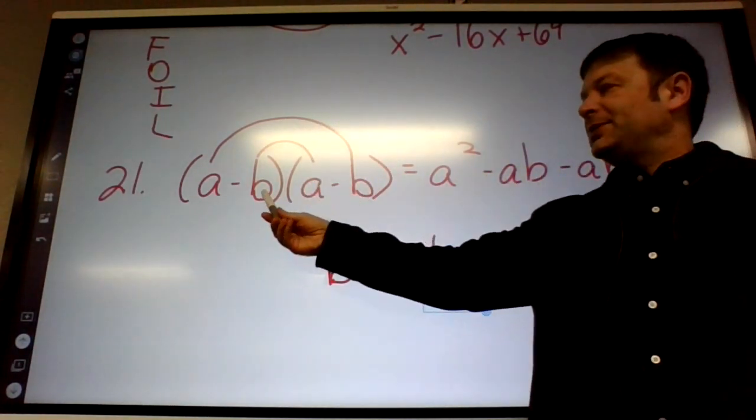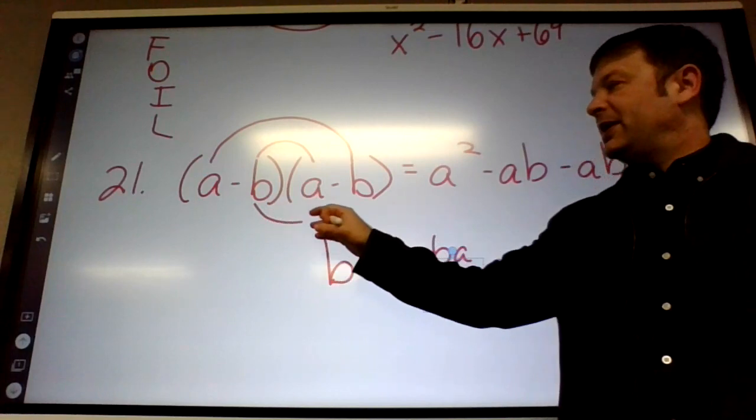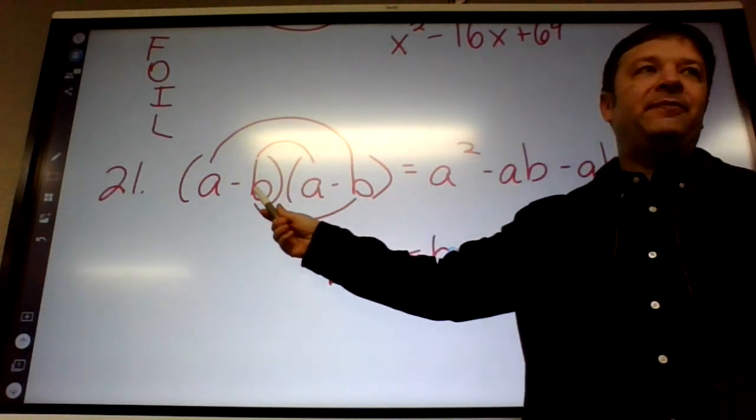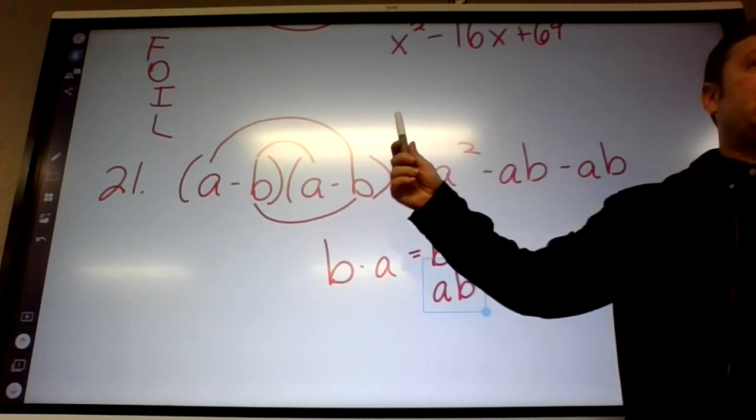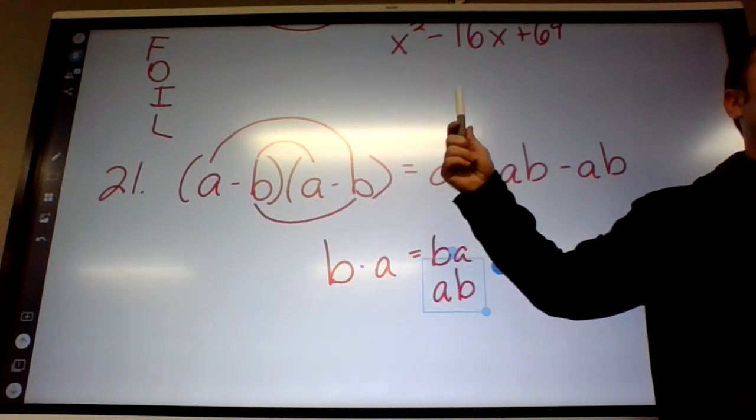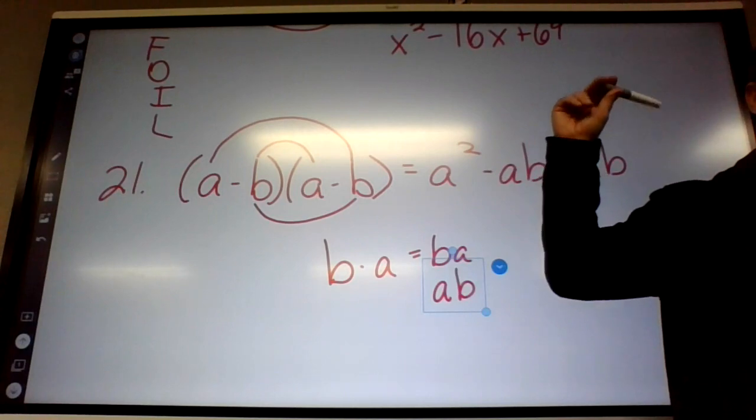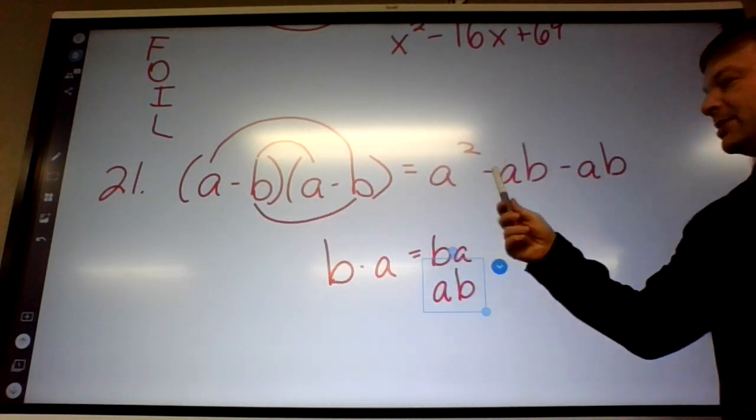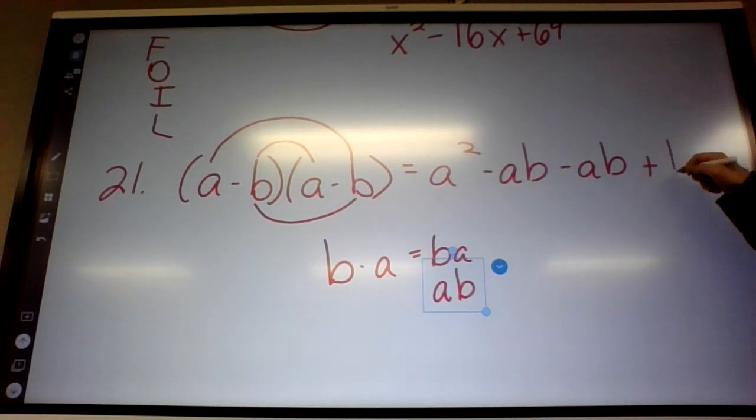Okay, and then the last would be the negative B times negative B. We haven't done that one yet, right? So what is negative B times negative B? Positive B, right. Because remember on the front, A times A was A squared, like you said. So yeah, it's positive B squared.